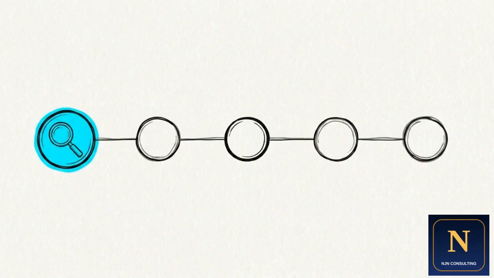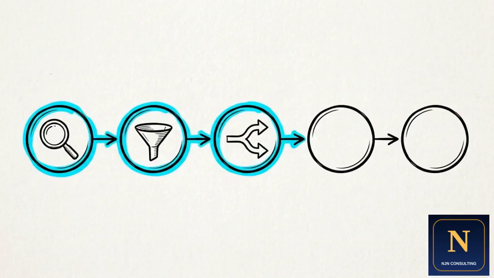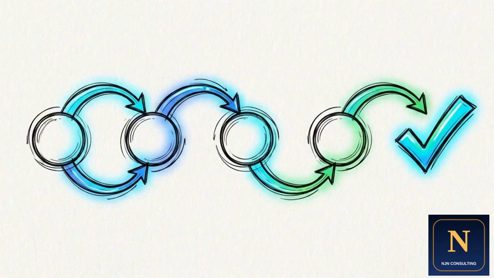Step 1, identify the defect. Step 2, investigate and prioritize. Step 3, conduct root cause analysis. Step 4, solve and implement. And Step 5, verify the results.